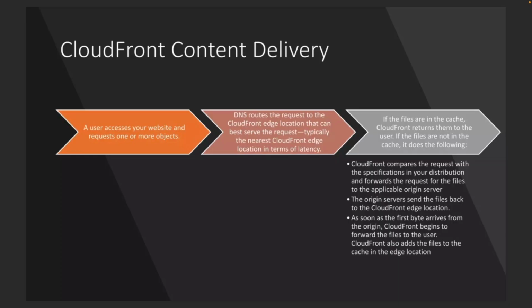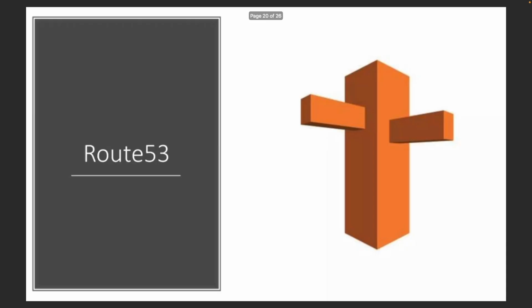If they are not in the cache, CloudFront does the following. First, CloudFront compares the request with the specifications in your distribution and forwards the request for the files to the applicable origin server. Then, the origin servers send the files back to the CloudFront edge location. Third, as soon as the first bytes arrive from your origin, CloudFront begins to forward the files to the user progressively. Finally, CloudFront also adds the files to the cache in that edge location for further requests. This caching mechanism ensures that subsequent requests for the same content are served much faster.